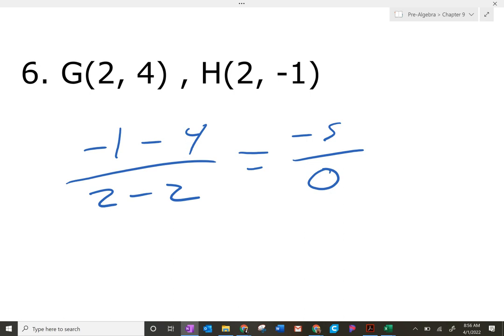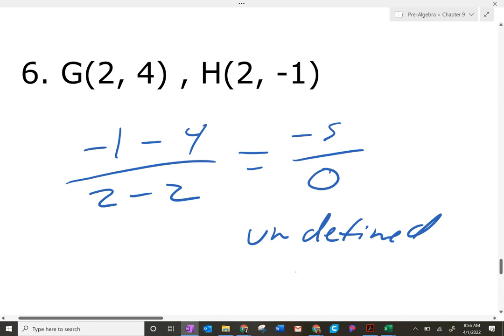If you ever have one that says negative 5 over 0, for right now, you can say undefined. Or I'm even going to allow you to say no slope. If you ever have 0 on the bottom, I'm good with you saying undefined, no solution, no slope. All of those work. Because it's not going to go up or down. It's going to be a perfectly straight line.